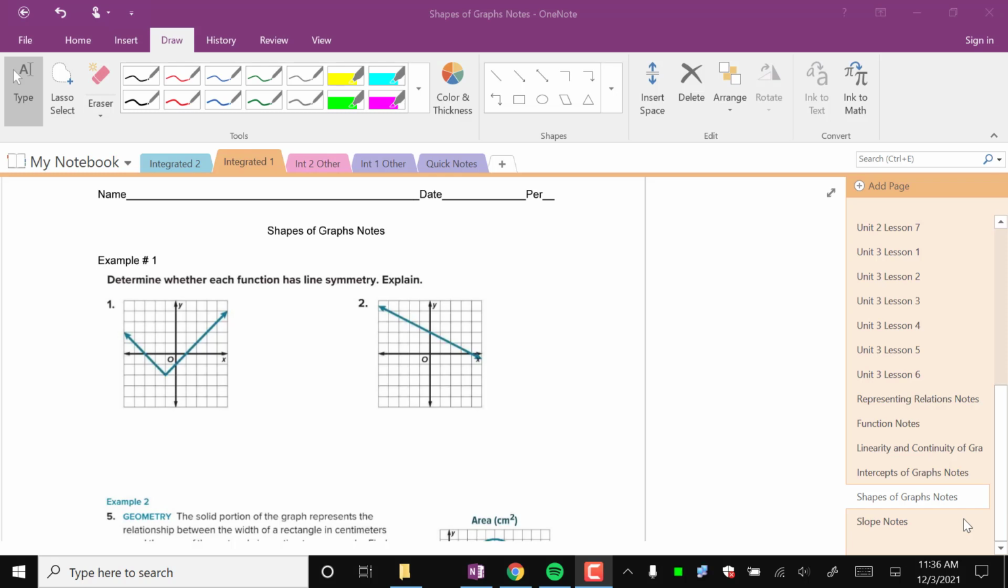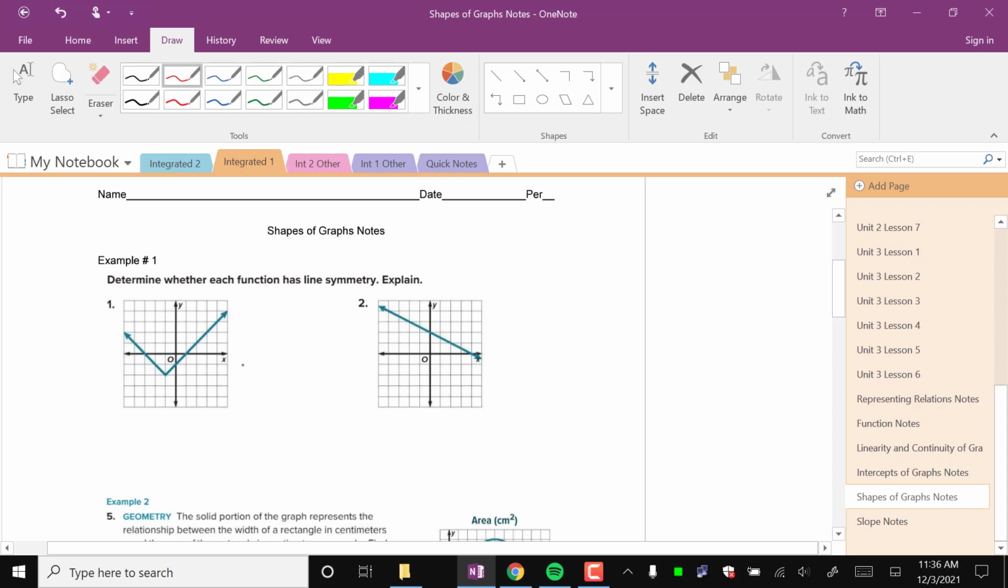Hello, today we're going to be looking at shapes of graphs. So let's take a look at example 1. Determine whether each function has line symmetry. Explain. So what line symmetry is, we can draw a line down one part of the graph and the left side will match what's going on the right side of the graph.